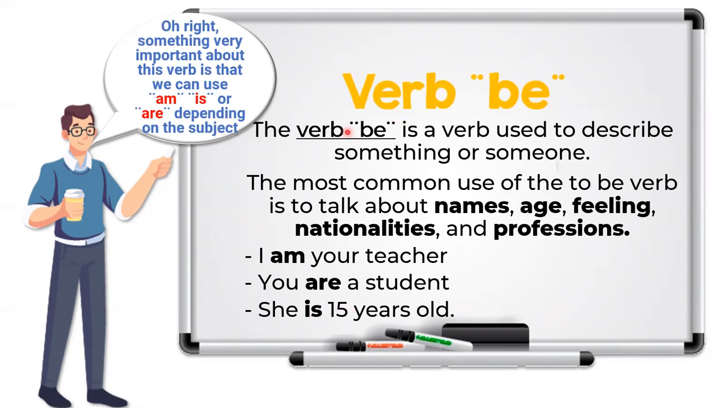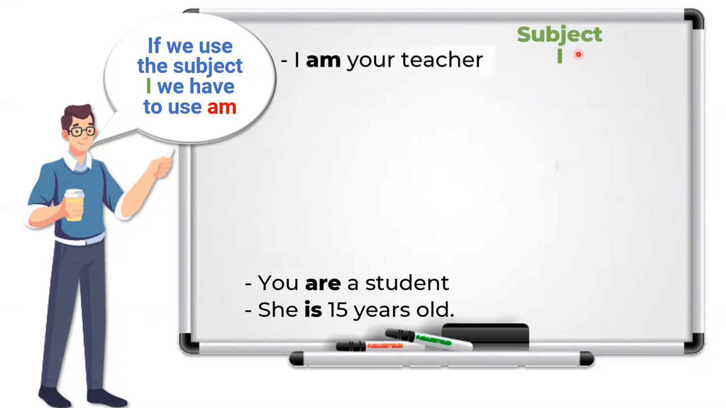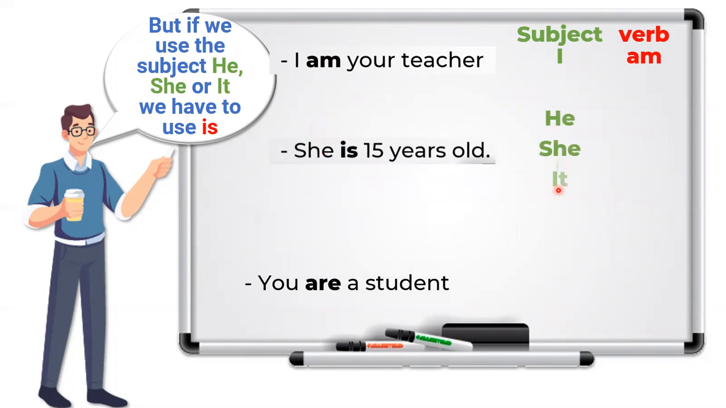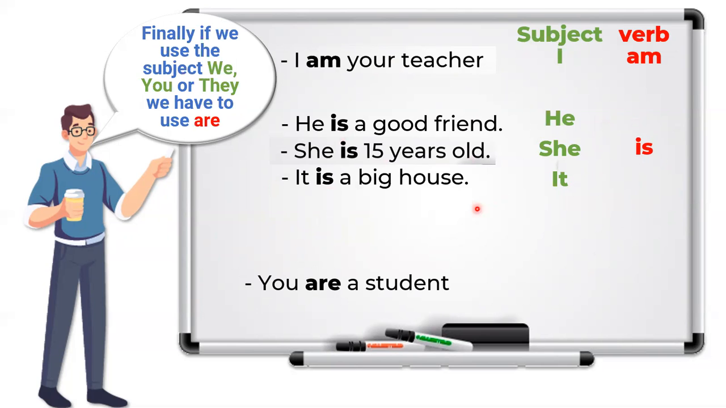All right. Something very important about the verb is that we can use am, is, or are depending on the subject. If we use the subject I, we have to use the verb am. But if we use the subject he, she, or it, we use is. For example, he is a good friend. She is 15 years old. It is a big house.